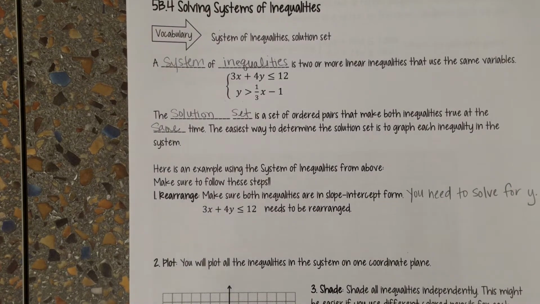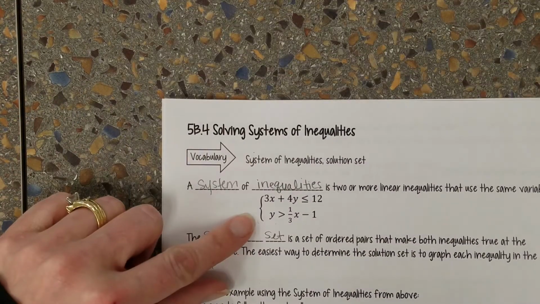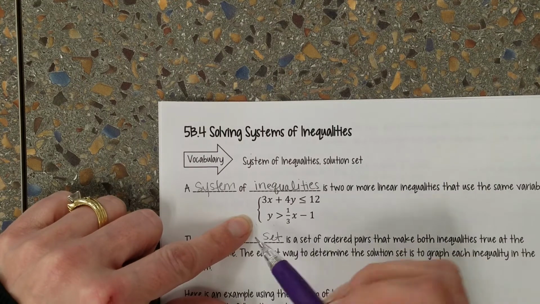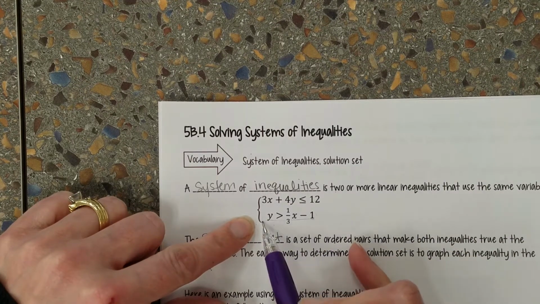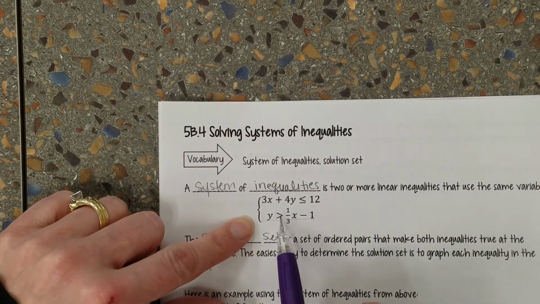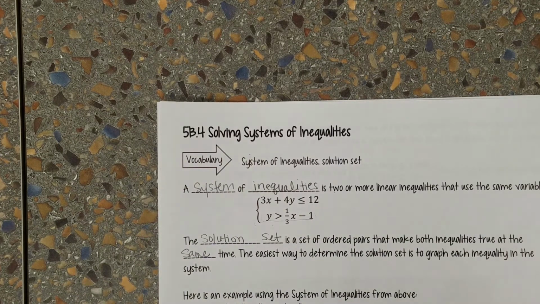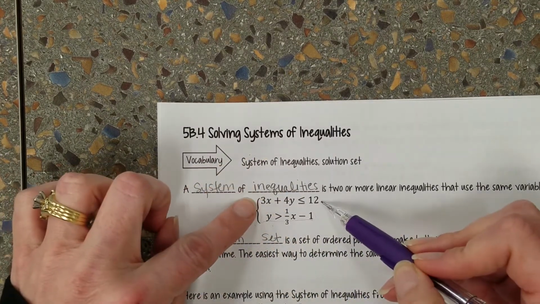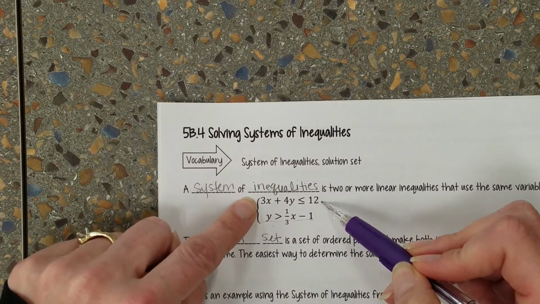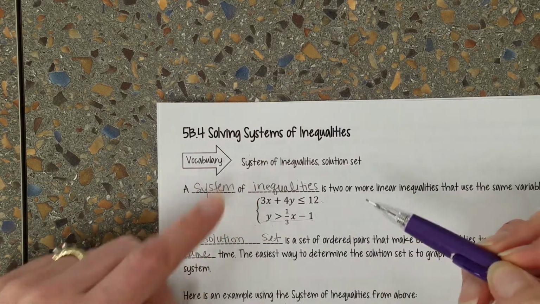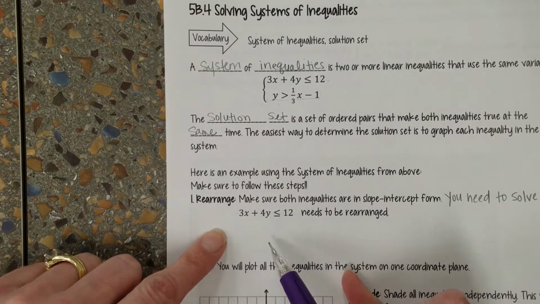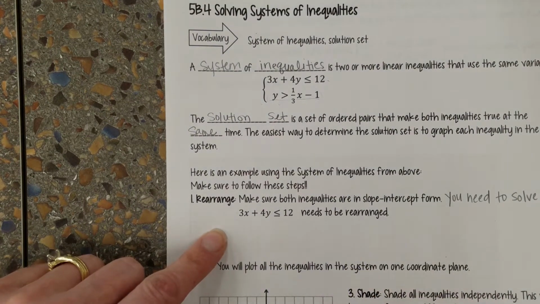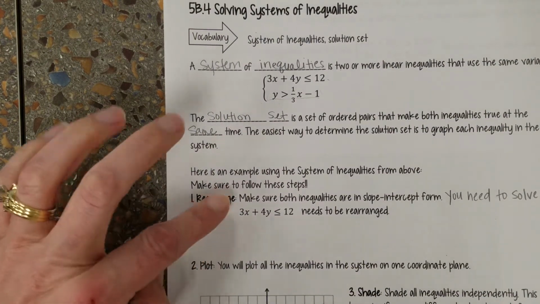Sorry. Okay. So if you look here in this system of inequalities, you'll see that our second one is already solved for y. It already has y is greater than, and then our x, it's got our slope and our y-intercept. This one, however, is not. This one is in standard form. So this one we need to solve for y. So that's why right here it says it needs to be rearranged. So we're going to solve this one for y.